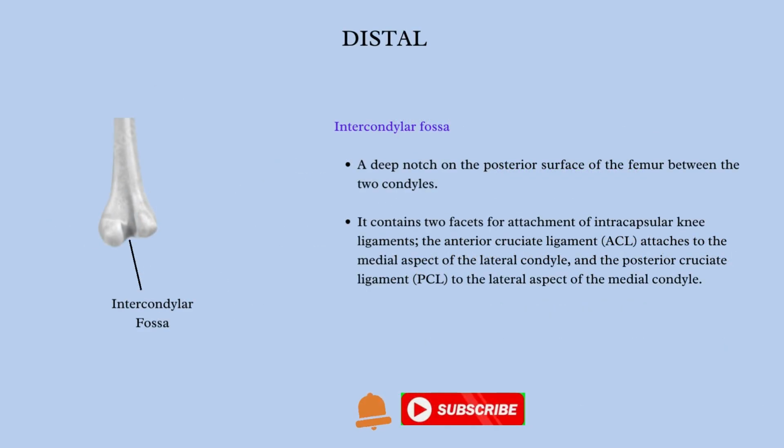Intercondylar fossa, a deep notch on the posterior surface of the femur between the two condyles. It contains two facets for attachment of intracapsular knee ligaments. The anterior cruciate ligament attaches to the medial aspect of the lateral condyle and the posterior cruciate ligament to the lateral aspect of the medial condyle.